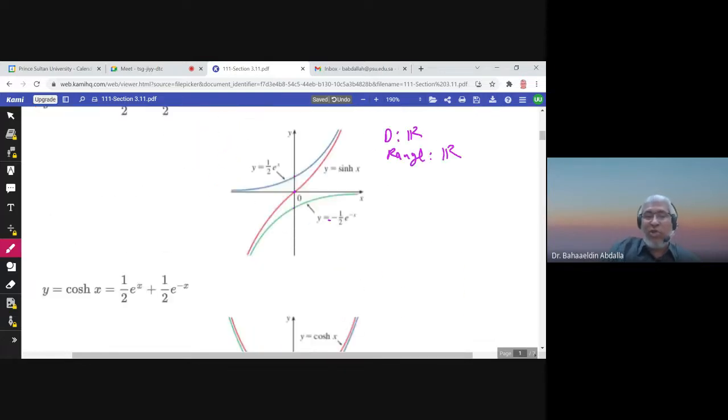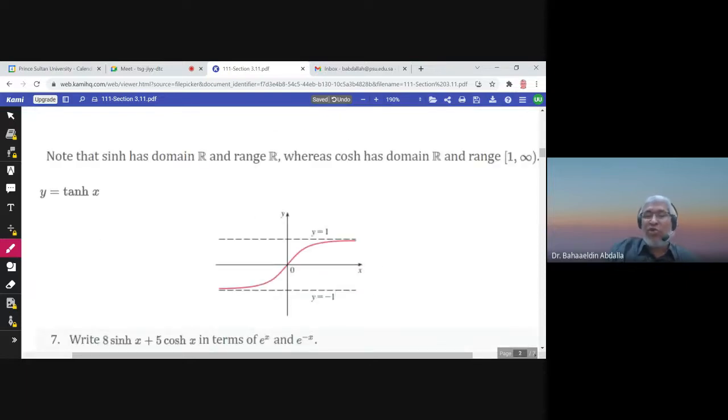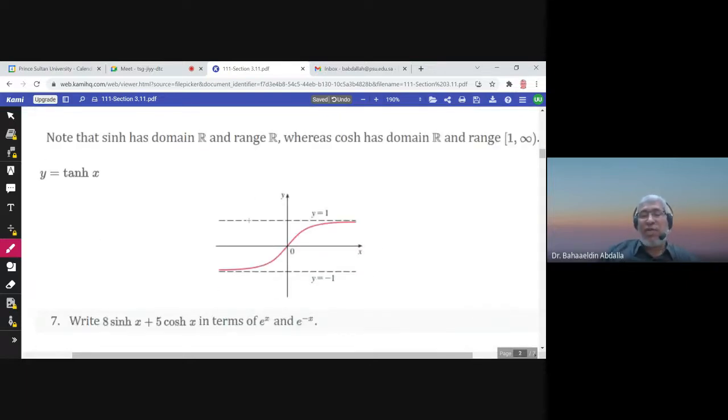Of course, it's also equal to sinh over cosh. It has two horizontal asymptotes, y equals 1 and y equals negative 1. The domain is all real numbers, while the range is from negative 1 to 1. Hyperbolic tan of 0 is 0. Okay, so this is the graph.